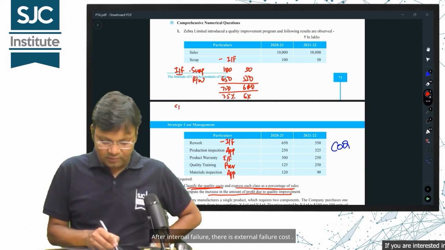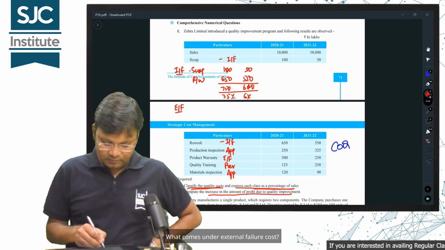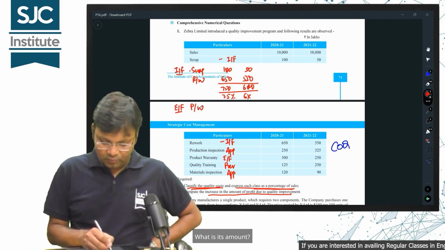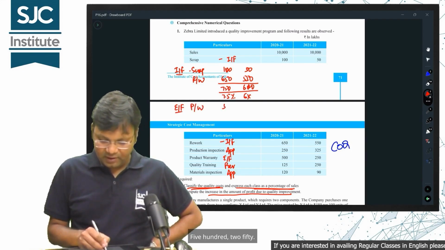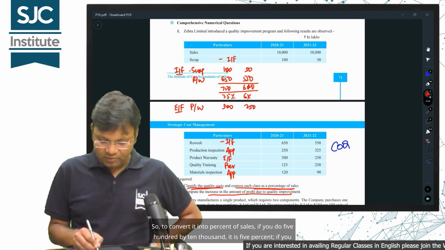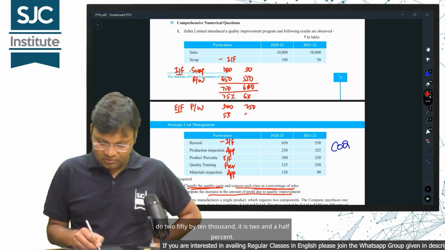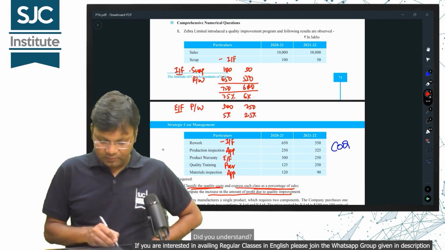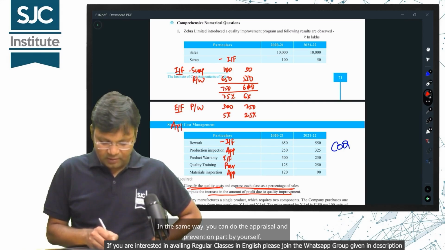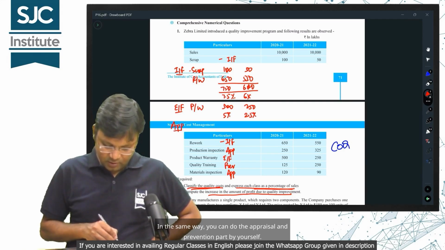After internal failure, there is external failure cost. What comes under external failure cost? Product warranty. What is its amount? 500 and 250. So, to convert it into percent of sales, if you do 500 by 10,000, it is 5%. If you do 250 by 10,000, it is 2.5%. Did you understand? In the same way, you can do the appraisal and prevention part by yourself.